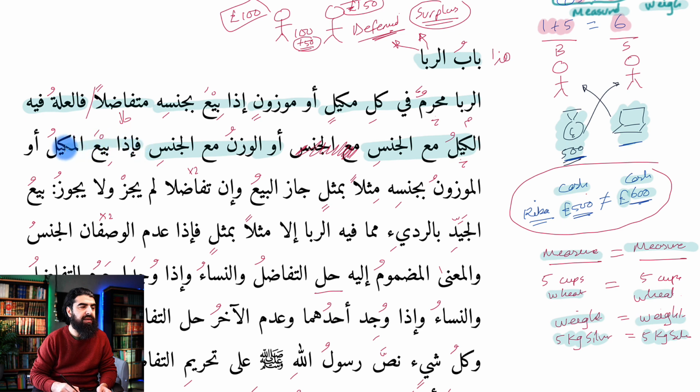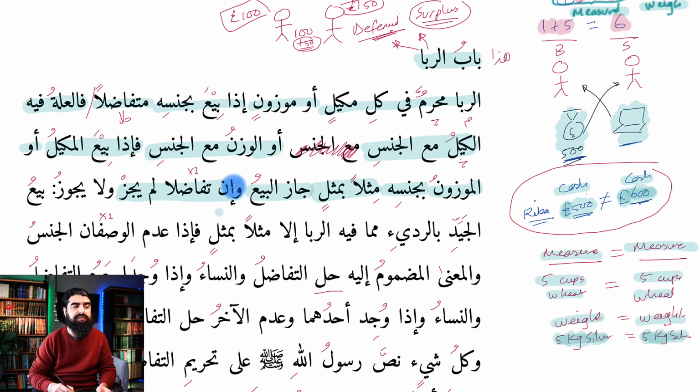So if a makil item, meaning an item measured in cups, or a mawzoon item, a weighed item, is sold bijinsihi, in exchange for its same genus, mithlan bi mithlin, similar for similar, like we said over here, 5 cups for 5 cups, 5 kilos for 5 kilos, jaz al-bay'u, then that transaction will be jaiz. Totally jaiz. However, wa in tafadala lam yajuz, if there is excess on one side, so if it's uneven, then it's not allowed, like we had over here, 500 for 600.